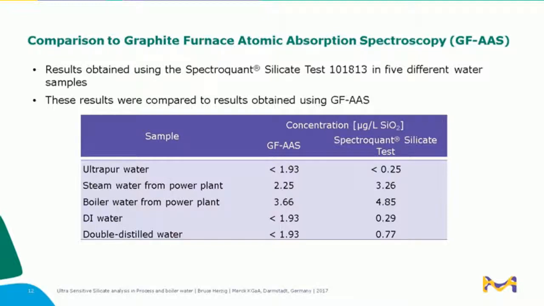So this kind of trend continues in the DI water and the double distilled DI water, where the graphite furnace values are below the detection limit, yet in the SpectraQuant silicate test, you can see that we are actually able to detect levels of silicate here that are much lower than what we see with graphite furnace. You can also see that for the steam water and the boiler water, the results of the 2 tests are comparable, but not exactly the same. They do lie within the 95% confidence interval of the test kit, which is 3.33 micrograms per liter.